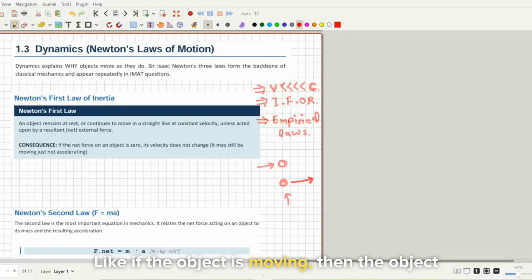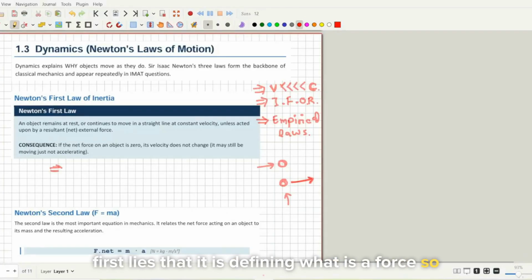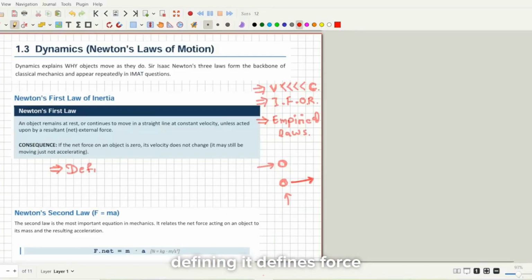If the object is moving, then the object stops because the force of friction acts on it. And if an object is at rest, then it will start moving if you push the ball. Otherwise, they will continue what they are doing. So this is called Newton's first law of motion. The first thing that you need to know about Newton's first law is that it defines what a force is.